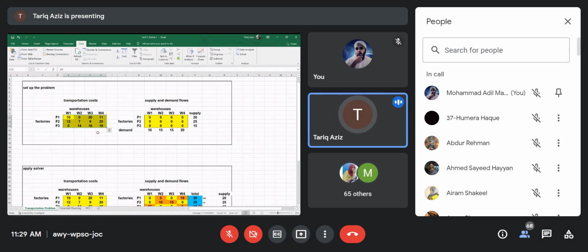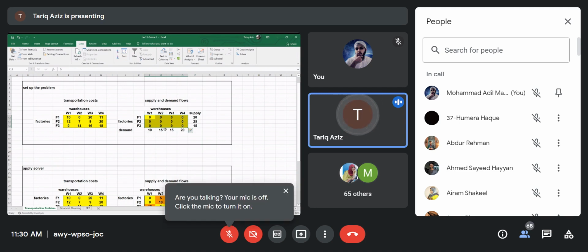Similarly, this is the matrix that shows the cost involved in transporting the goods from factory to the warehouse. This second matrix on the right hand side is the matrix that we have to solve: how much amount of goods should be sent from which factory to which warehouse, so that our cost of transportation is minimized.